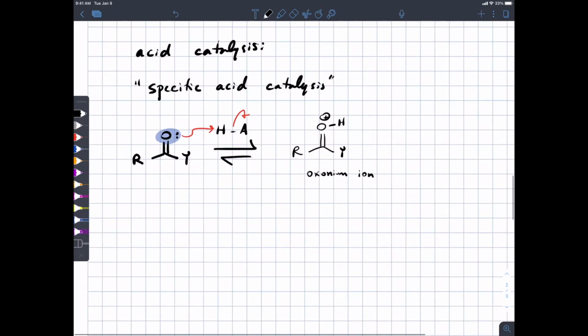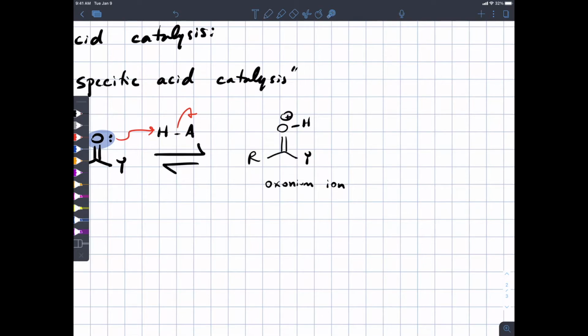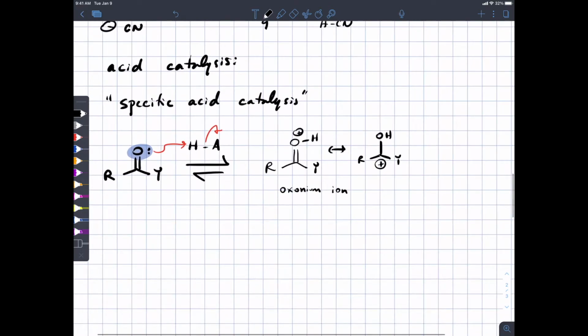Now, the oxonium ion is now more reactive than the carbonyl. You can tell it's more reactive for a couple of reasons. First, you have a positive formal charge on the carbonyl oxygen, but resonance and consideration of oxygen's electronegativity relative to carbon tells you a big part of that positive charge is now on the carbonyl carbon. So it's more electrophilic. Another way of viewing this is that protonating the carbonyl oxygen lowers the energy of the carbon-oxygen pi star and makes it more accessible to nucleophiles.